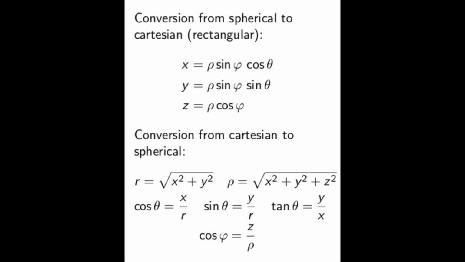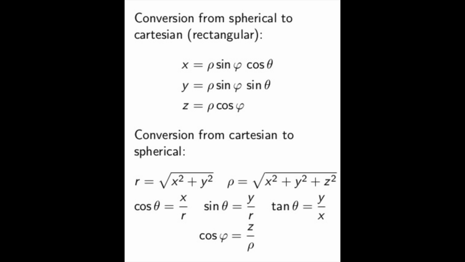To convert from spherical to Cartesian, x equals rho times sine phi cosine theta. Y equals rho sine phi sine theta. Z equals rho cosine phi. Conversion from the Cartesian to the spherical.